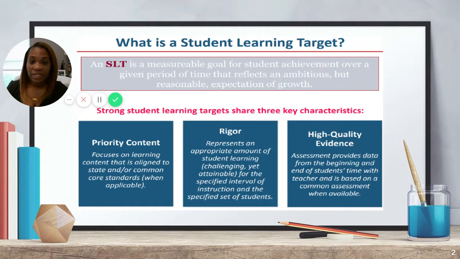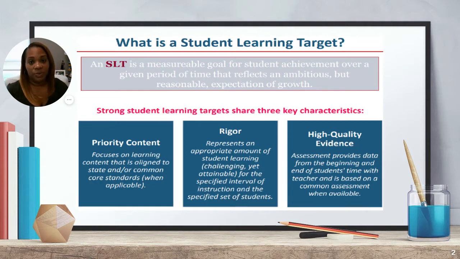Now, priority content focuses on the content that you want to teach. What do you want your students to know? What do you want them to gain from being in your class? All right, you look at that content and decide what you want to teach, how it aligns with state standards, district standards, whatever standards your school has chosen for that specific course.